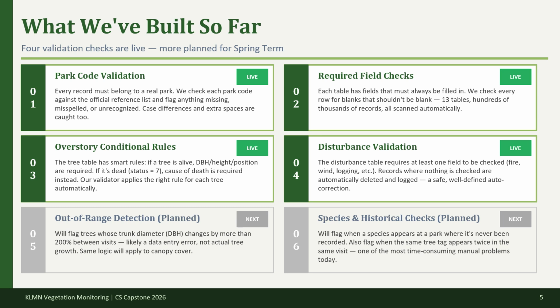And the fourth is disturbance validation. That table has a different kind of rule. You don't need one specific field filled in, but at least one of nine disturbance types has to be checked. If none are checked, the records get automatically deleted and logged.